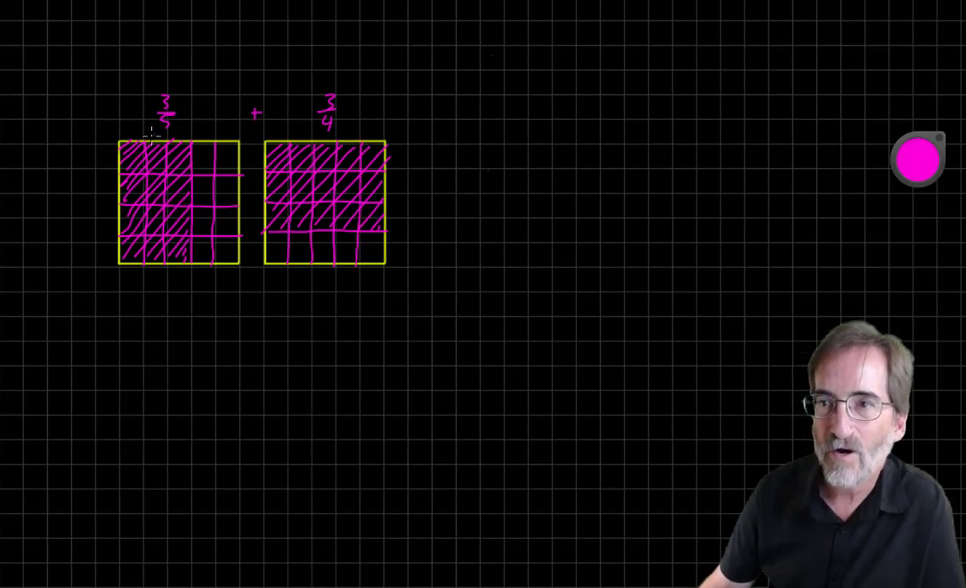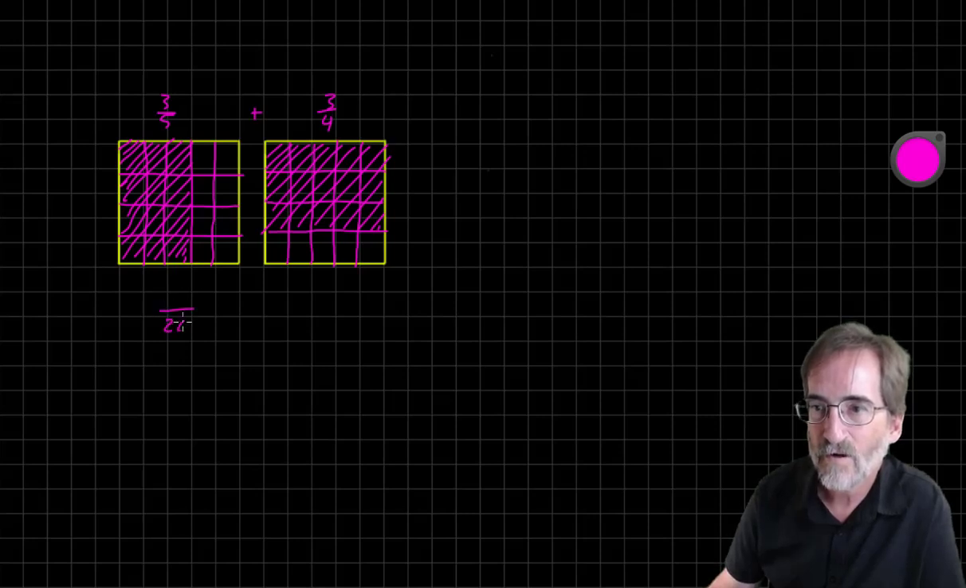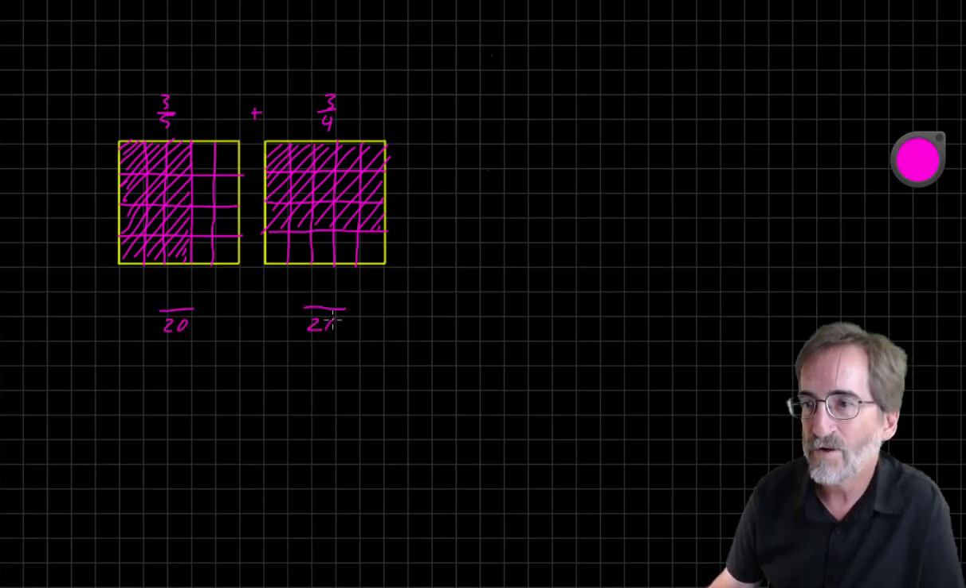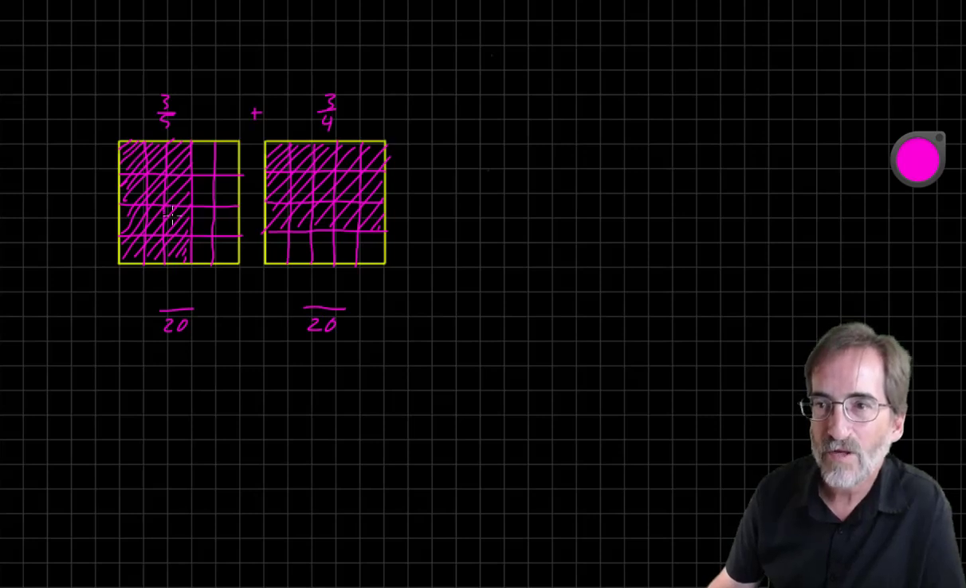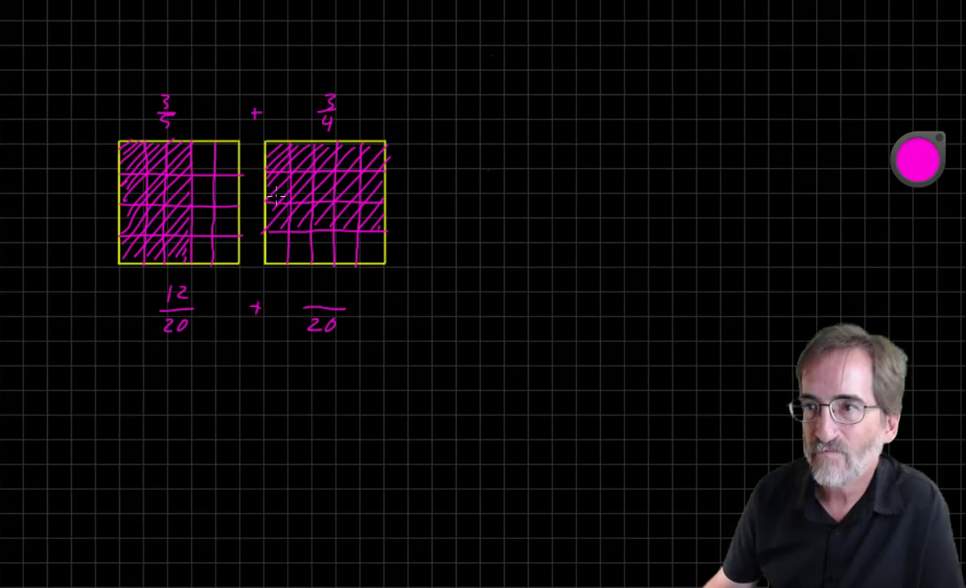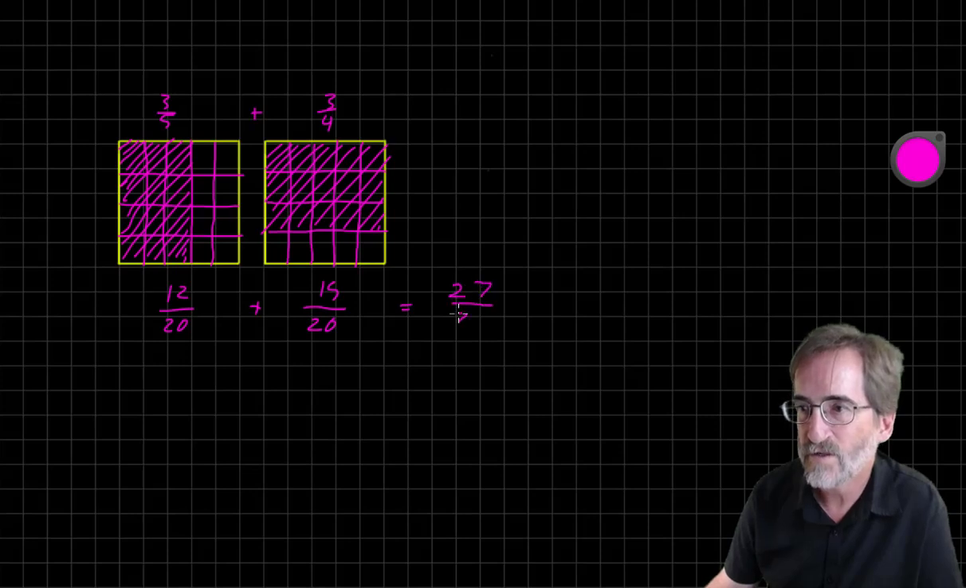Okay, what kind are they? They are 5/4 or 20ths. Both are divided now into 20ths. And there are 3/4 or 12 20ths. And there are 5/3 or 15 20ths. For a total of 15 plus 12, 27 20ths.